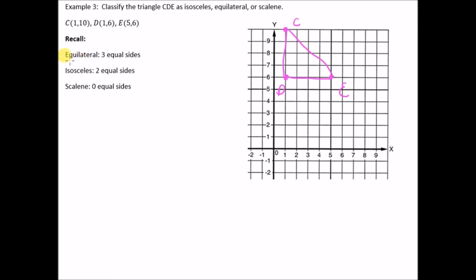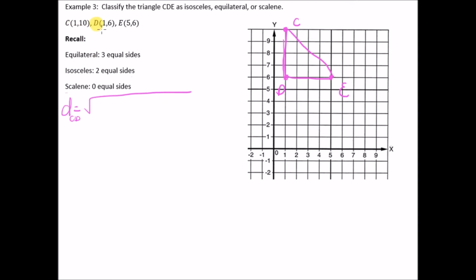Okay, and just to recall, equilateral has 3 equal side lengths, isosceles has 2 equal side lengths, and scalene has none of them equal. So I always draw it so that I can visually see that C and D connect. Okay, so C and D.